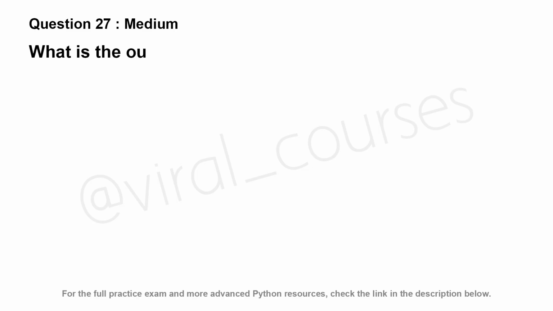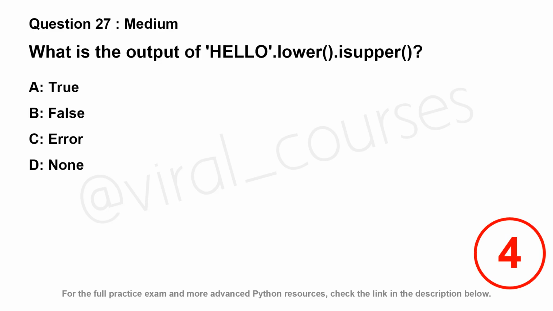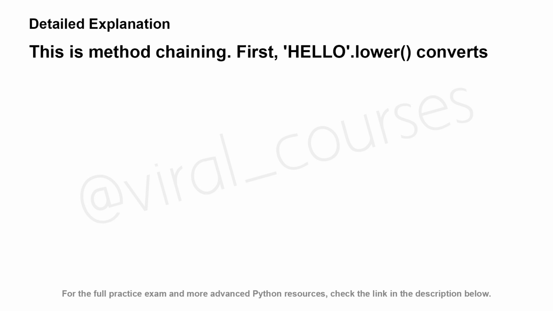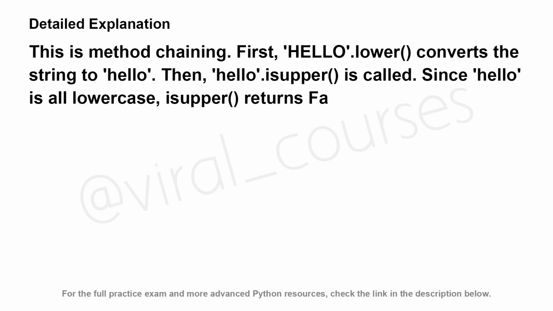What is the output of 'HELLO'.lower().isupper()? Option A, true. Option B, false. Option C, error. Option D, none. The correct answer is B. This is method chaining. First, 'HELLO'.lower() converts the string to 'hello'. Then 'hello'.isupper() is called. Since 'hello' is all lowercase, isupper returns false.